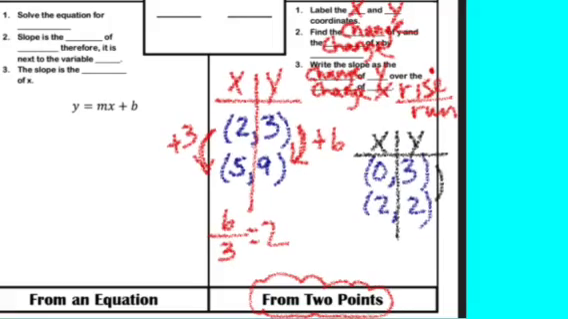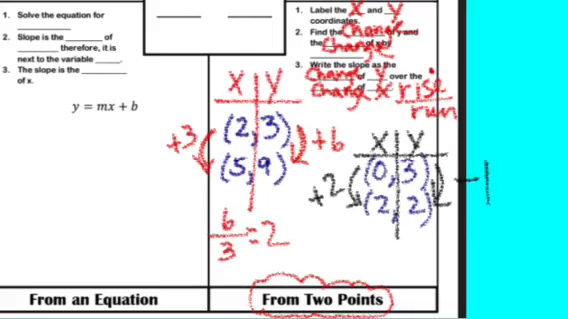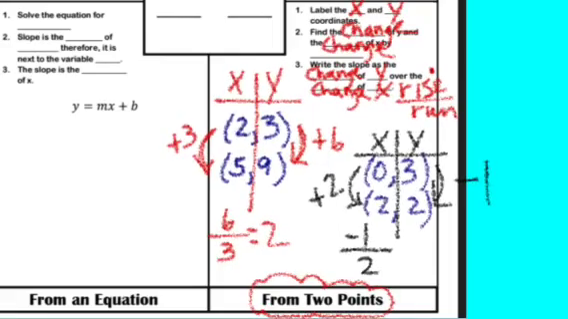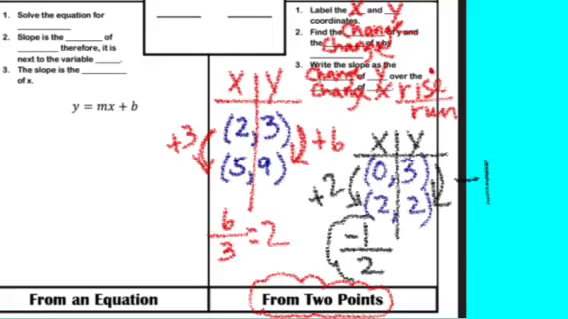How does y change? From 3 to 2, it decreases by 1, and from 0 to 2, it increases by 2. So if you're going to write your slope as the change in y, or the rise, we have a negative 1 over the change in x, or the run, of 2. Can that be our slope, negative 1/2? Yes, it can.